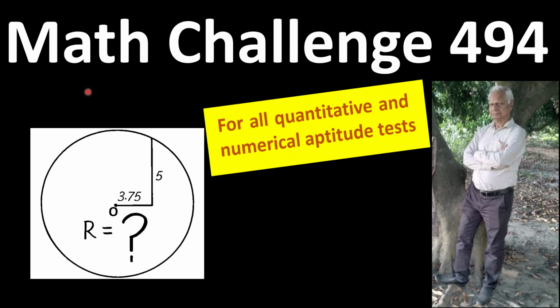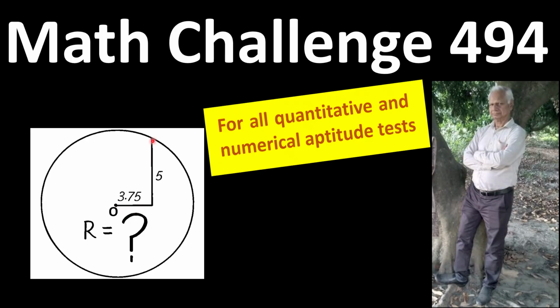In Math Challenge 494, we have a circle, center is O. From O, we have two line segments mutually perpendicular. This horizontal line segment is 3.75 units and the vertical line segment is 5 units. And we have to find the radius of the circle.